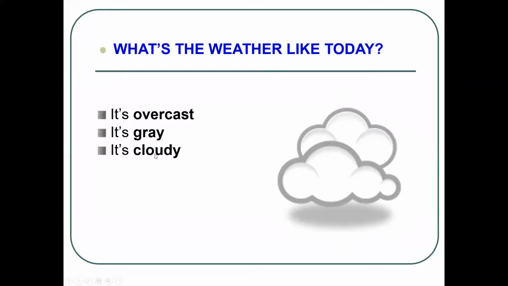And then it's cloudy. And I want you to remember also, we're starting all of these words with "it's," which is a contraction. It is the words "it is" together, right? So you can say "it is overcast." "It's overcast" is the same thing.